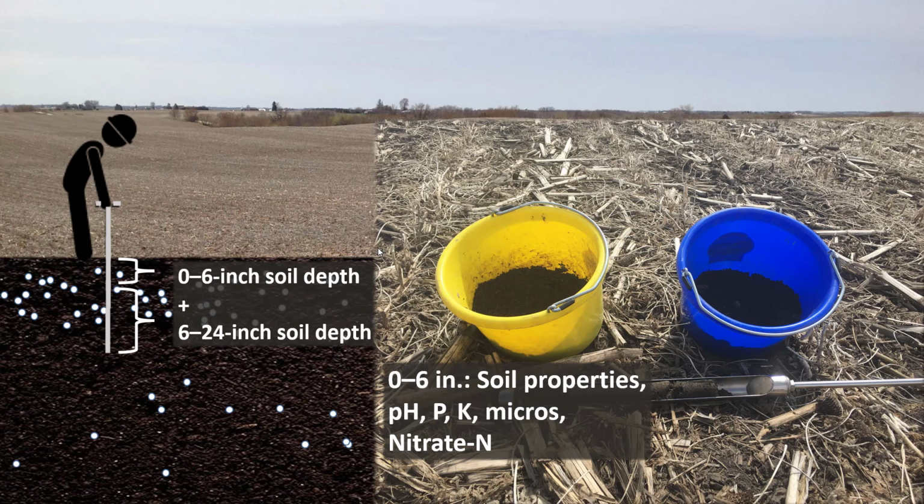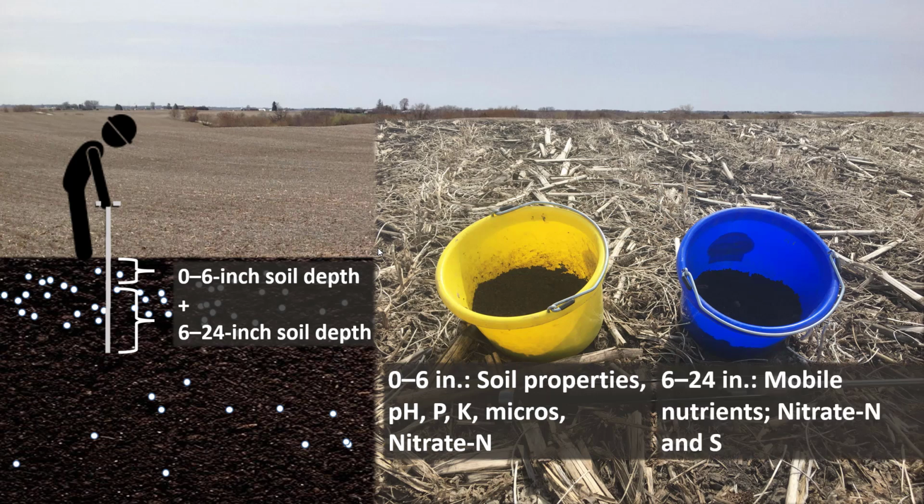For pH, P, K, micros, and also the mobile nutrients, nitrate nitrogen and sulfur, we need 0 to 6 and 6 to 24 inches in depth. So it's important to remember that. And when we're sampling, some states do 0 to 8. I can't tell you why. Western sites do 0 to 12. This depends on how their recommendations are set up. Ours in South Dakota are 0 to 6.